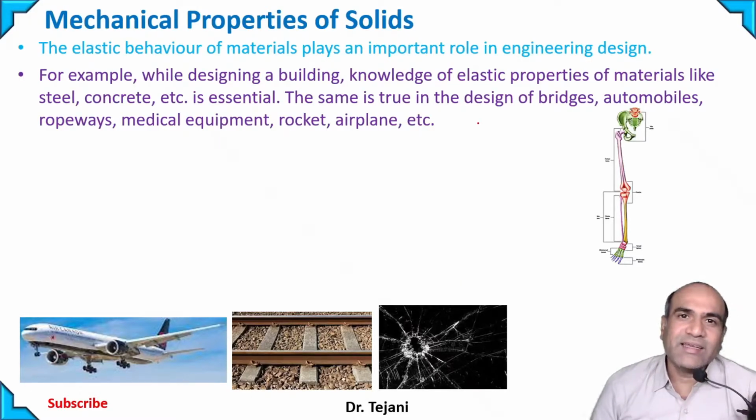For example, while designing a building, if you are a civil engineer or an architect, your role is to design and construct buildings, yes or no, maybe a Burj Khalifa or the next Burj Khalifa. So you must have in mind the properties that you can utilize in the best manner. Knowledge of the elastic properties of materials like steel and concrete, which buildings are made of, is essential. The same is true in the design of bridges, automobiles, ropeways, medical equipments, rockets, aeroplanes, etc.